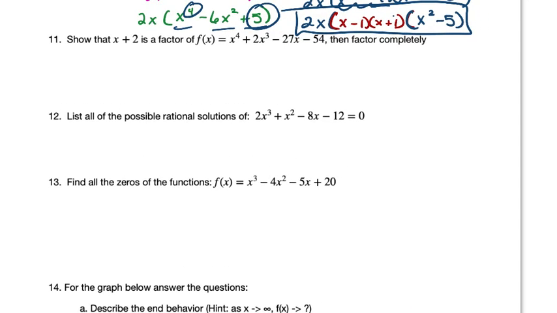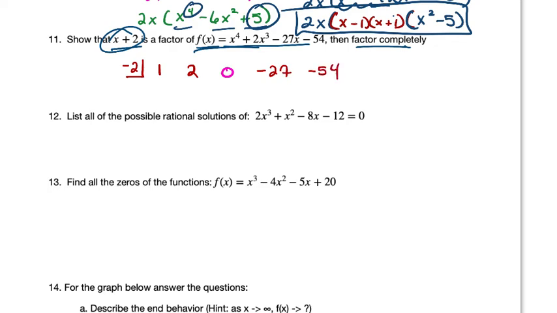Number 11, show that x plus 2 is a factor of this, then factor completely. So that means divide x plus 2 into f of x and see if your remainder is 0. Now we don't do long division for that. We do synthetic. Uh-oh, there is no x squared term, so we got to put an x in there. There we go. Let's do the synthetic. Let's hope that we get 0, and that proves that it's a factor.